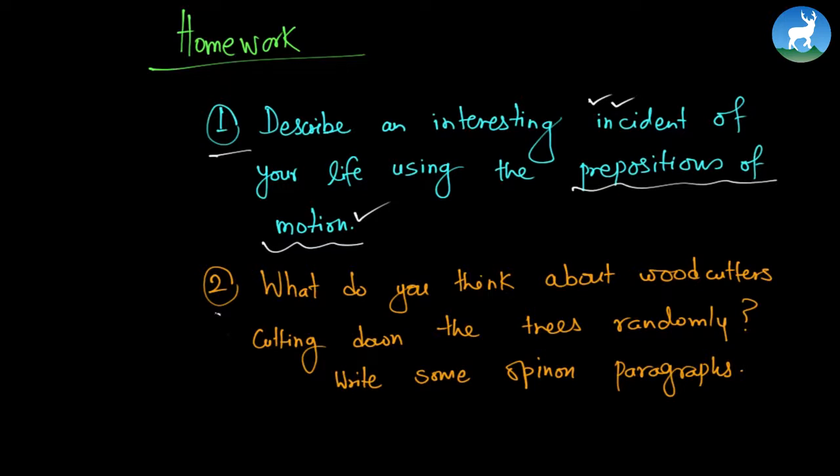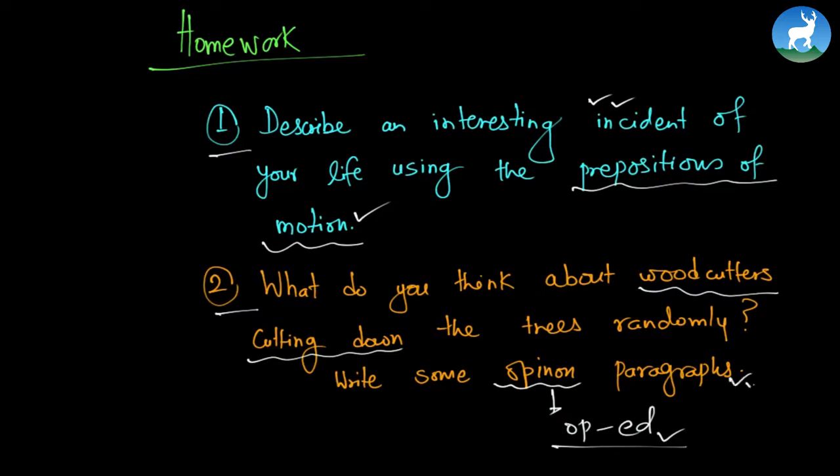Your second question is, what do you think about woodcutters cutting down the trees randomly? You know that woodcutters are cutting down the trees randomly. They are destroying the community forest. They are even destroying the national forest. Now, I want you to write some opinion paragraphs on this. Alright, it is something like an op-ed column of the newspaper, opinion editorial columns. You could write, let's say, 2 or 3 paragraphs, and you should give your own opinions.